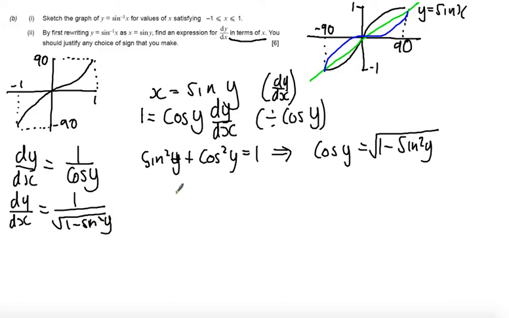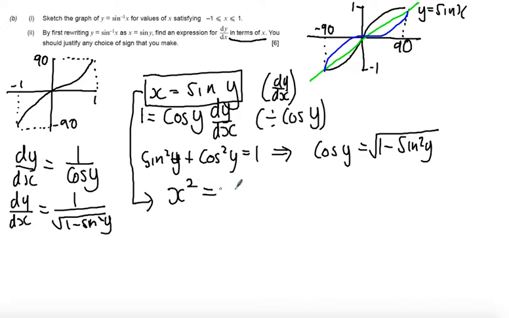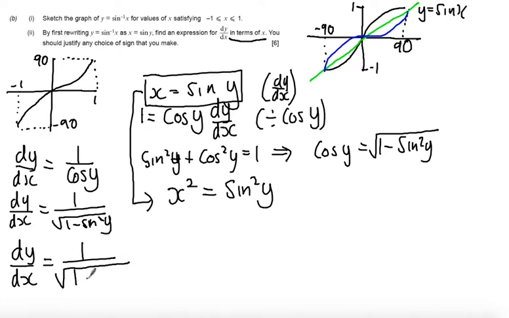You might be wondering why I've done that. Well, at the beginning, I've got this expression x equals sine y. So this leads to x squared must be equal to sine squared y, which is exactly what I've got in my denominator. So I then write dy by dx is equal to 1 over the square root of 1 minus x squared.